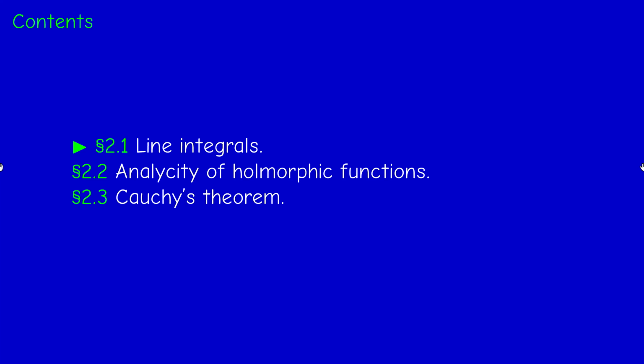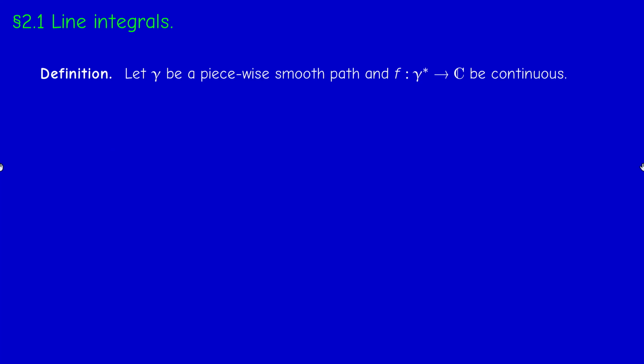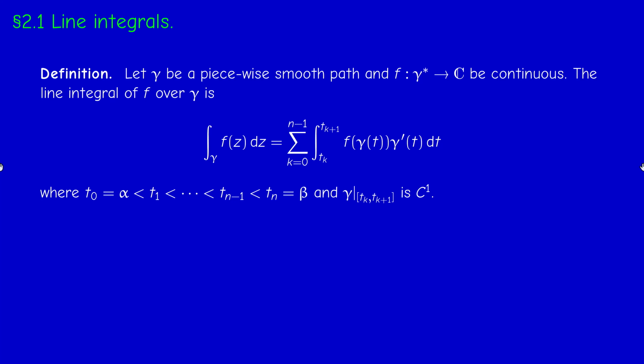Last time we defined what is a line integral. But before we continue, let me revisit the definition. Okay, this was our definition. If gamma is piecewise smooth, then the integral over gamma is the sum of Riemann integrals over small parts.